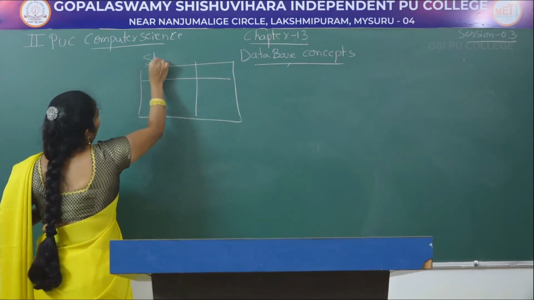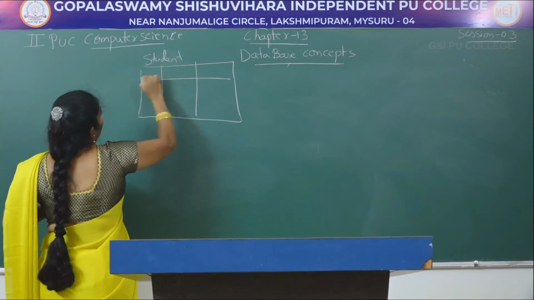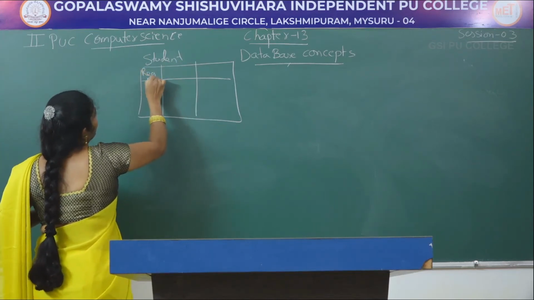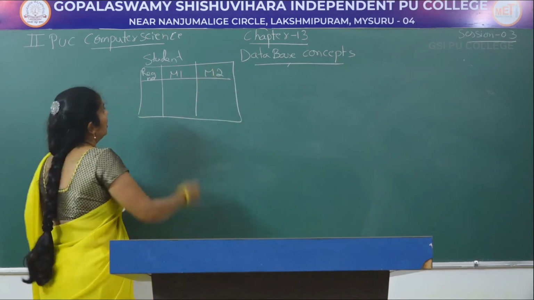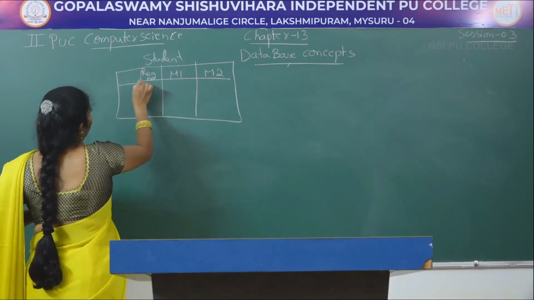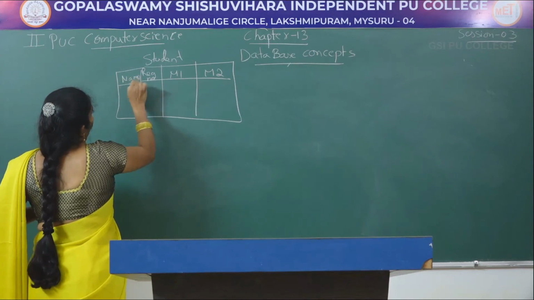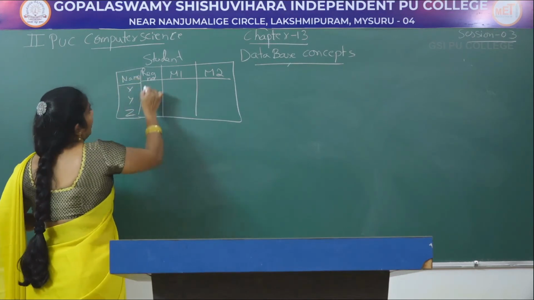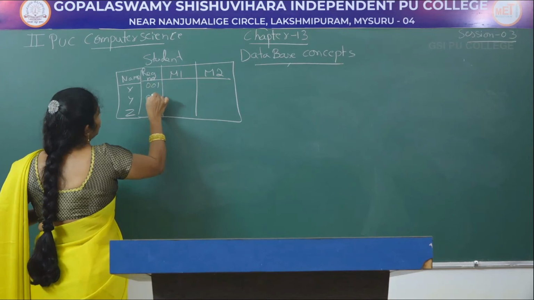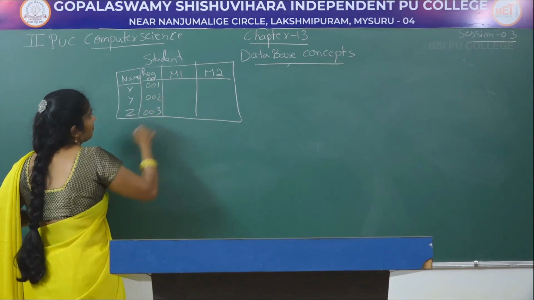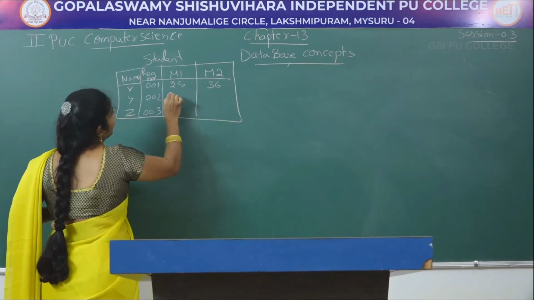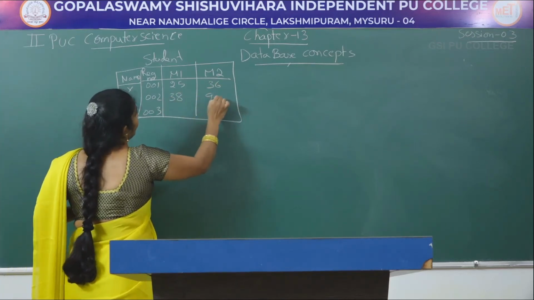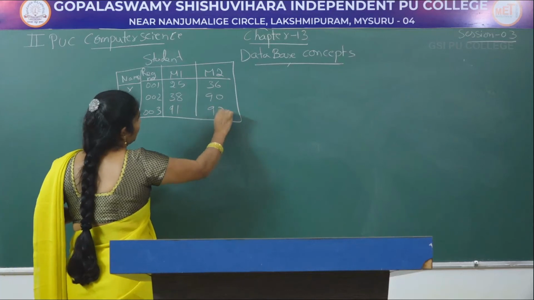Here, student table, here register number, marks 1, marks 2. Here one more heading I am to take, name, for example, X, Y, Z. This number 001, 002, 003. Marks 25, 35, 36, 38, 90, 91, 92.